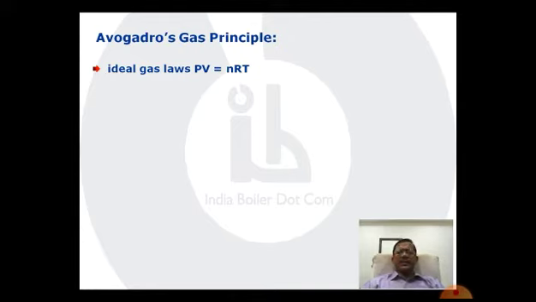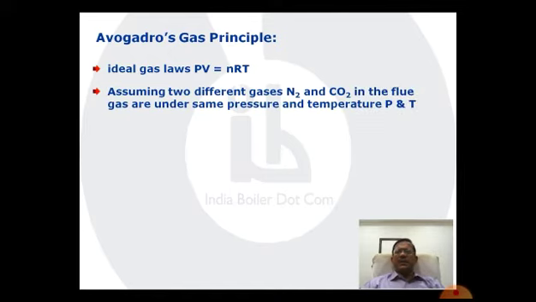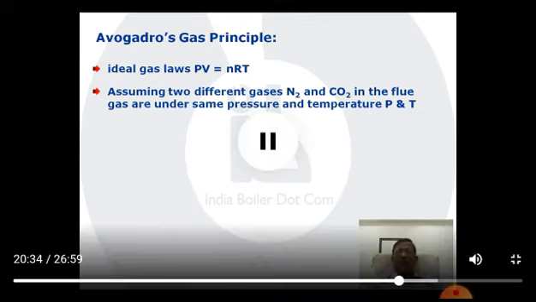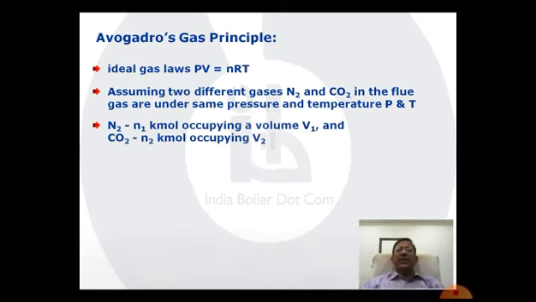Now, let us take two gases. One is CO2, another is N2. And in the combustion gases, both have the same pressure and temperature. So, the pressure and temperature of these gases are the same. But if I think about the quantity, the quantities are different. In fact, nitrogen is much more as compared to CO2. So let us assume the nitrogen has N1 kilomole, which definitely will occupy more space, therefore the volume is V1. CO2 has N2 kilomole and the volume occupied by CO2 will be V2.